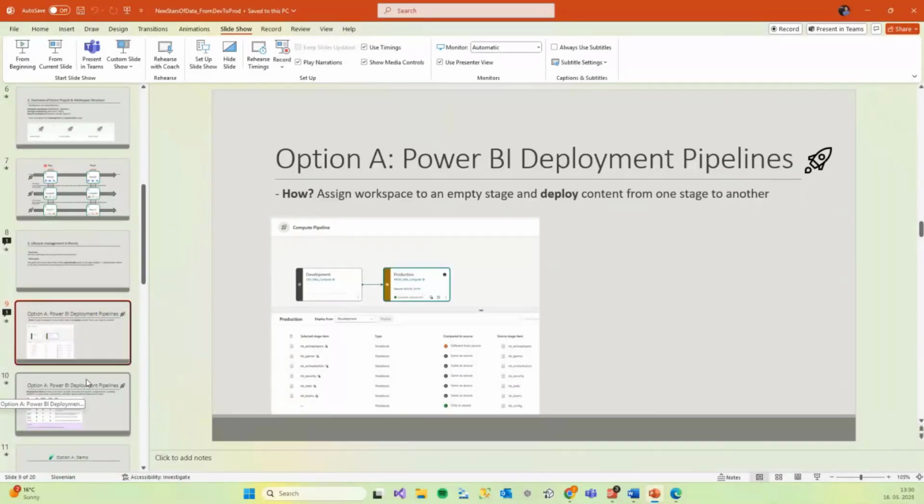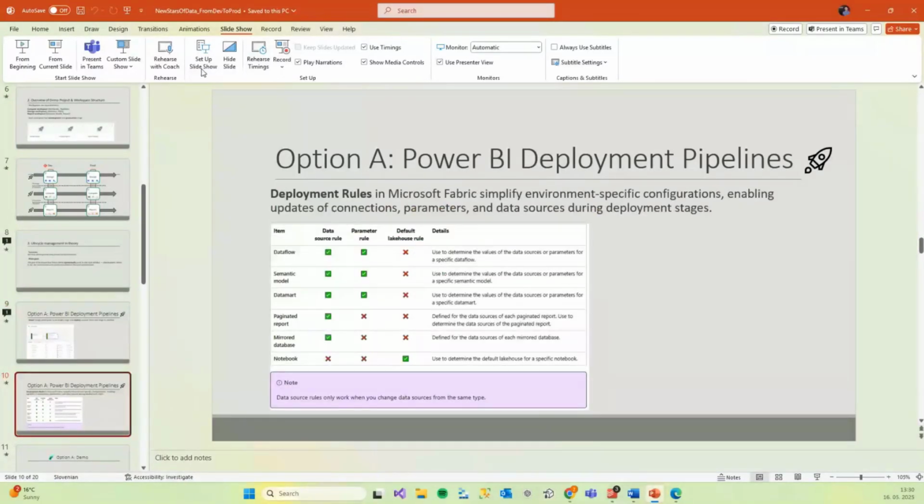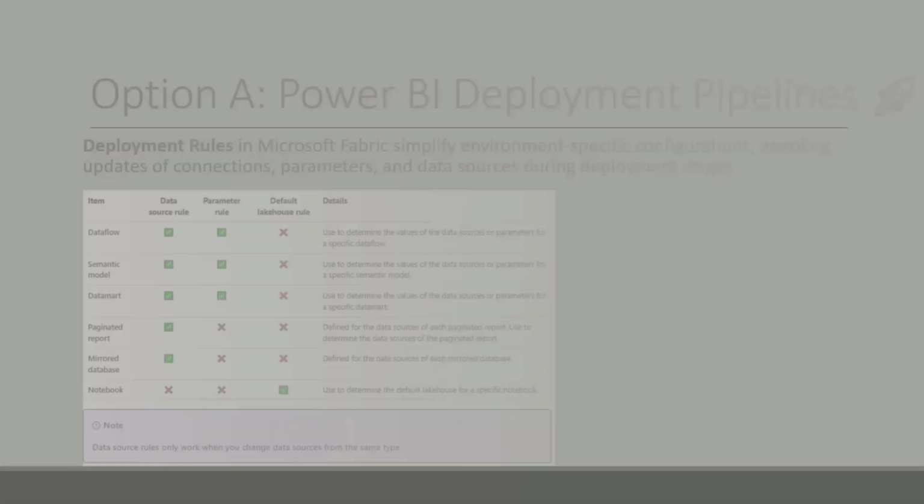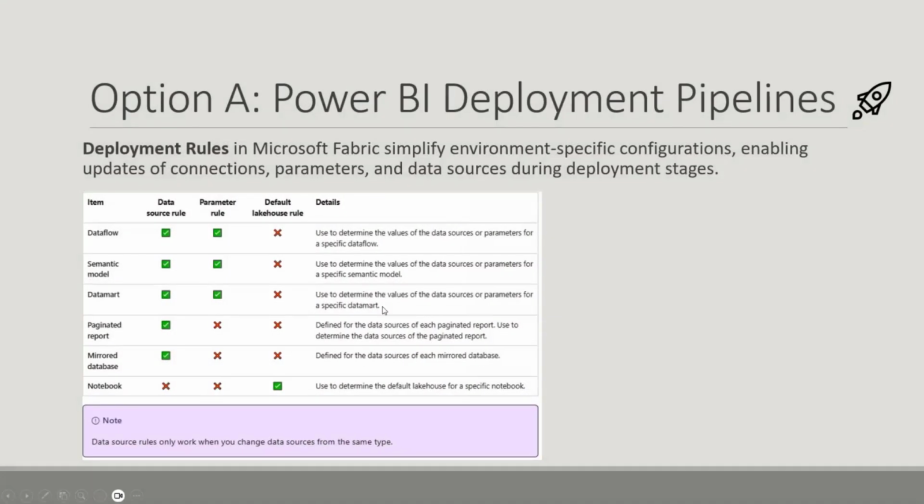Okay, now let me jump back to my presentation. Let's go to the current slide and look a little at the deployment rules. Here you can clearly see which deployment rules are as of now supported in Microsoft Fabric. We went through the semantic model deployment rules, where we can change the data source, parameter rule, and so on. For notebooks, we can change the default lakehouse rule, but there are many more. We can do the same thing with dataflows, semantic models, paginated reports, mirrored databases, and so on. But that's it regarding deployment rules.